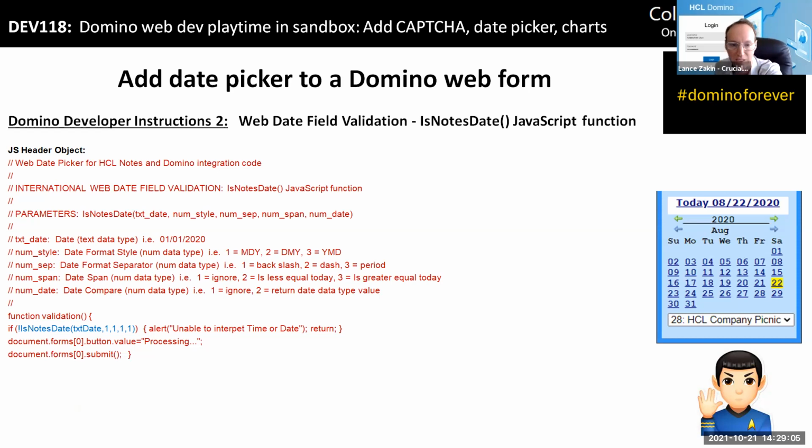Same thing with the backslash, dash, and period. You'd pick what your server region, date region is set to. Date span and date compare, those are some other options you could do.